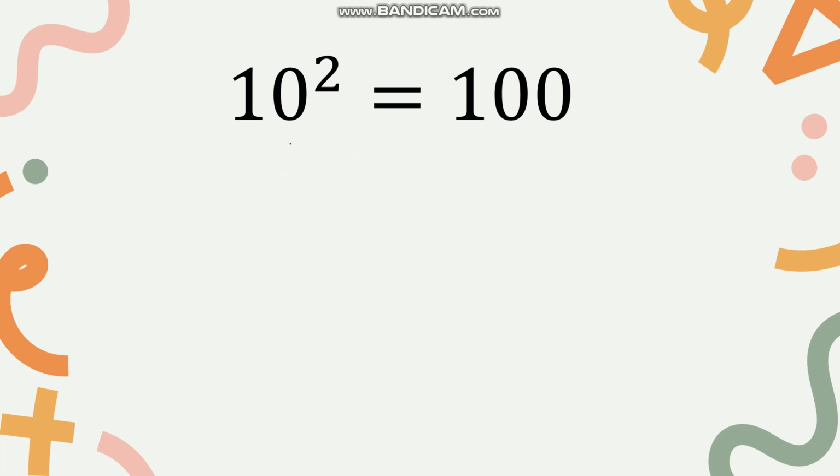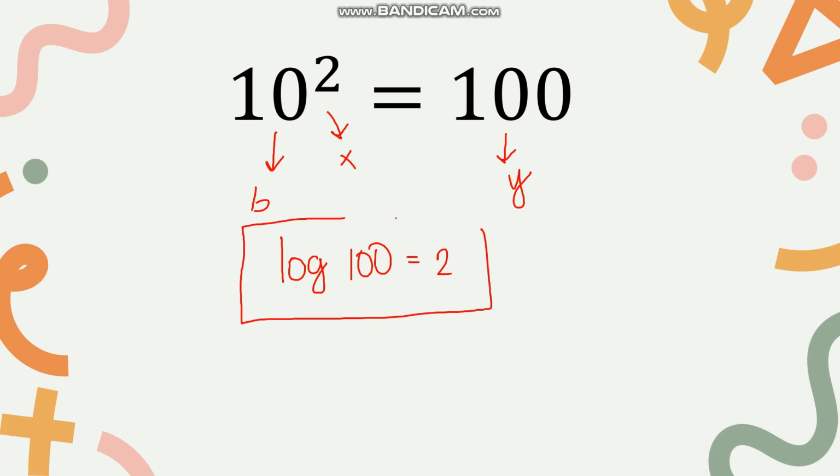Another example, let's say we have 10 raised to 2 equals 100. So the base here is 10, the exponent is 2, then the given argument is 100. Now notice that the base here is 10. This means that we will be dealing with common logarithms. So that means we will not be writing 10 anymore in the logarithm form. So logarithm of 100 is equal to 2. So again, if the base of our exponent is already 10, no need to write it here in the logarithmic form.